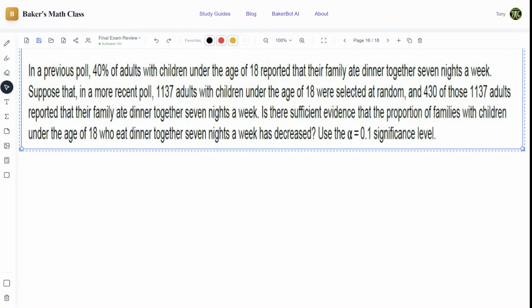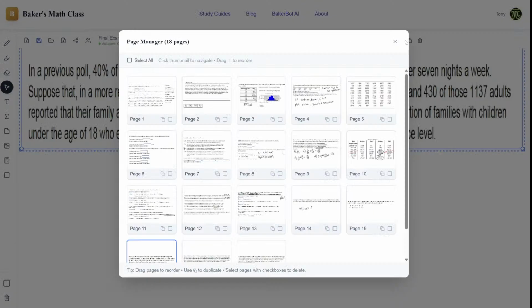Let's get that. Which one? All right, let's do this one.